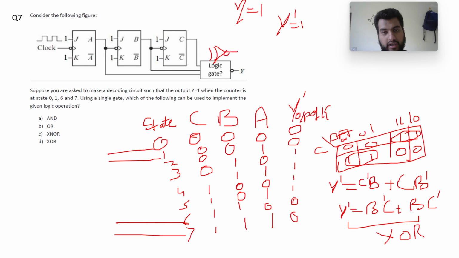that will have this functionality, because finally we have this complement here. So that's why we wrote zeros for 0, 1, 6, 7 and 1 for all other cases. So the required gate will be an XOR gate. So when we put an XOR gate here, it will do the required functionality.